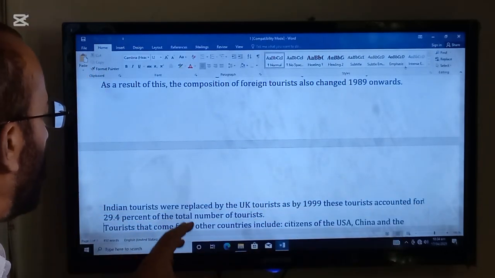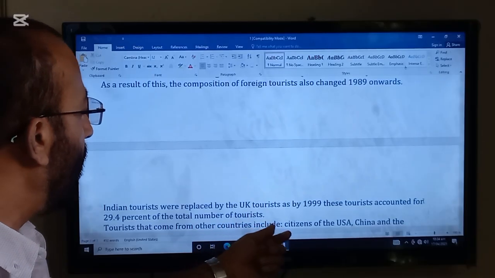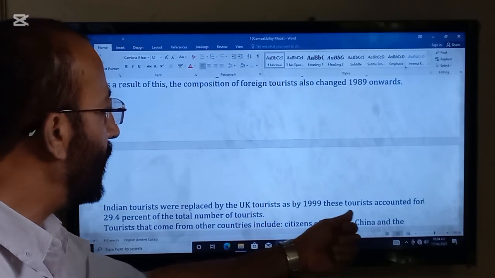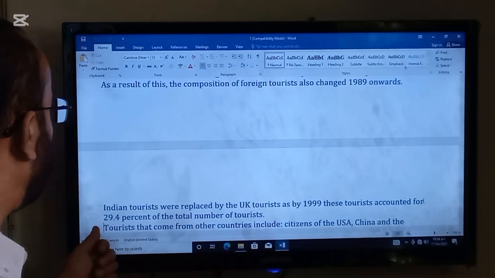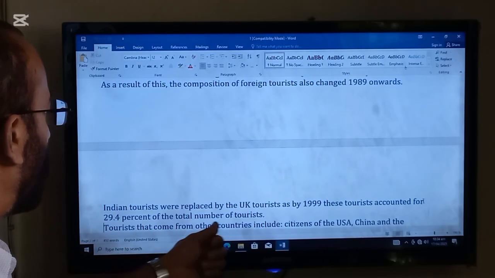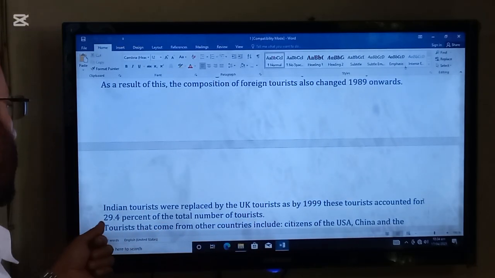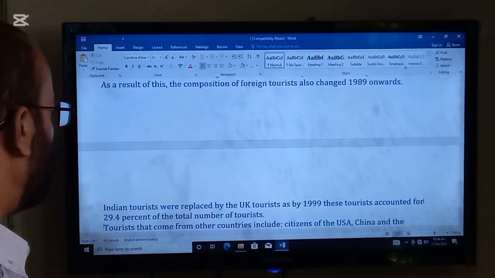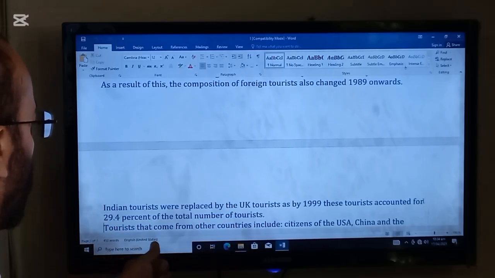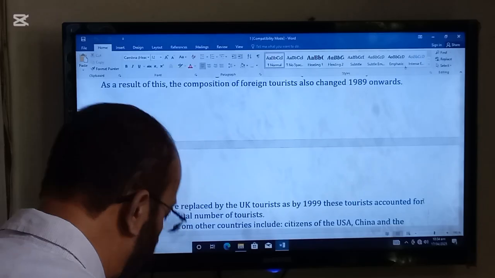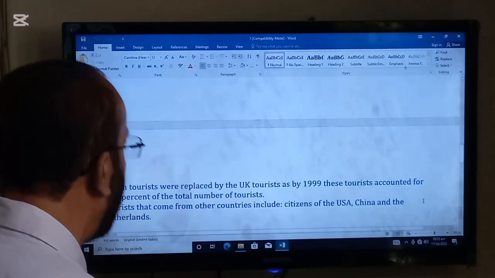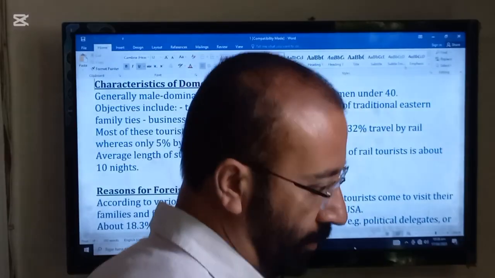Indian tourists were replaced by the UK tourists, as by 1999 these tourists accounted for 29.4% of the total number of the tourists. So out of the 100, almost 30% are coming from the UK. Tourists that come from other countries include citizens of the USA, China, and the Netherlands.